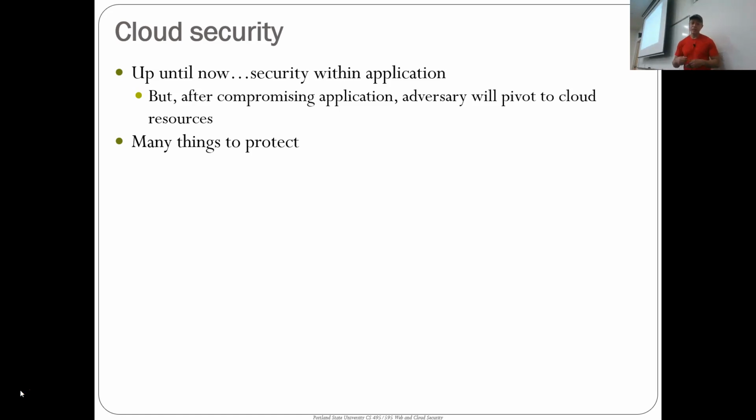And so again, we have been talking mostly about security within an application, but we want to talk about how you protect your resources after the adversary has compromised your application. To give you an overview of the kinds of things that you need to protect, if you go down the AWS path, they have this figure that they show you almost immediately when you do your training. That's the shared responsibility model for their security.